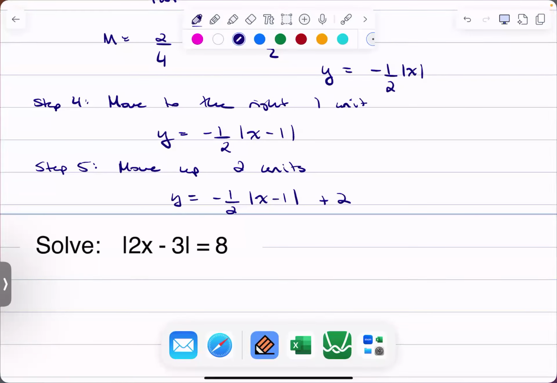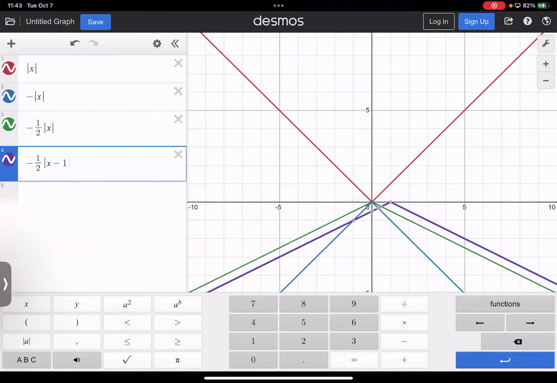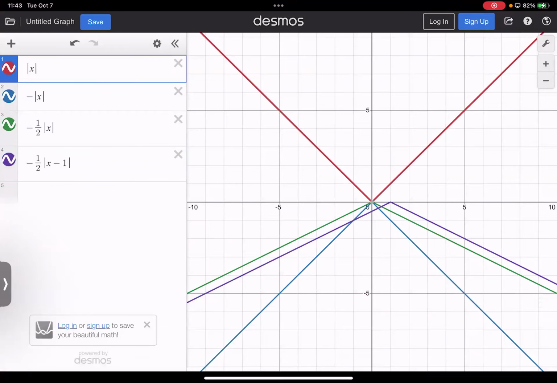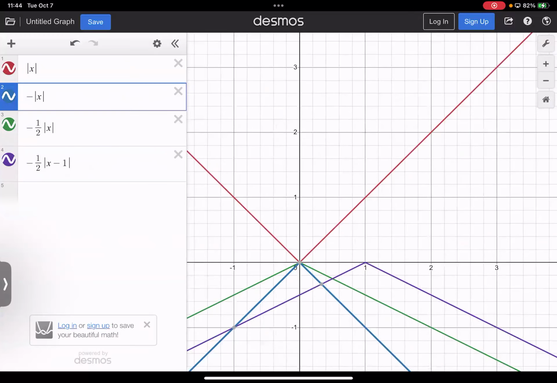Let's see here. Where did it go? I'll do the negative 1/2 times the absolute value of x. Oops, minus 1. Okay, good. Shift it over just like we wanted it to. Whenever I zoom in, it doesn't want to work anymore. But let's try that.